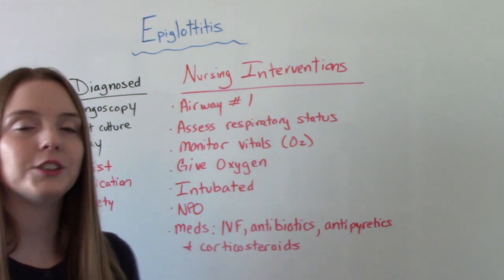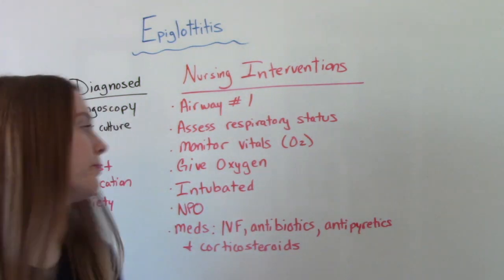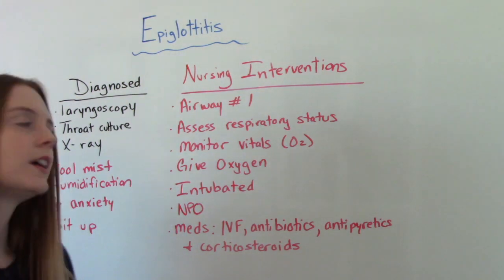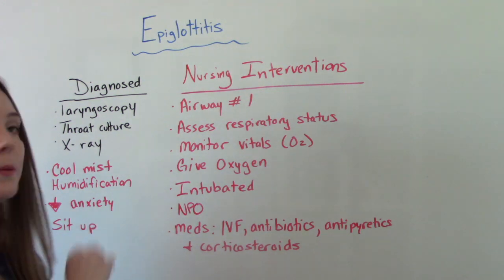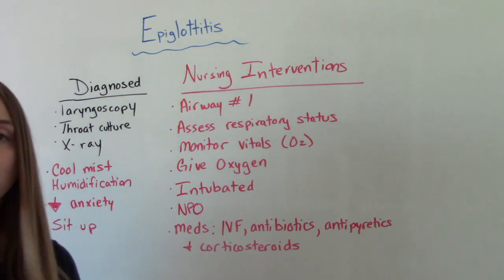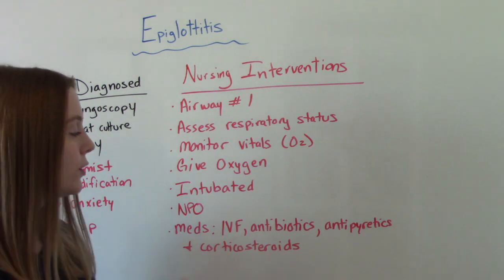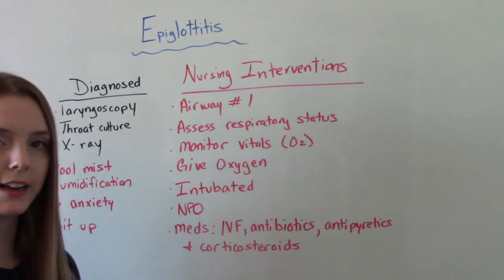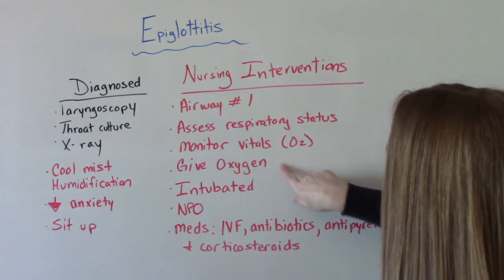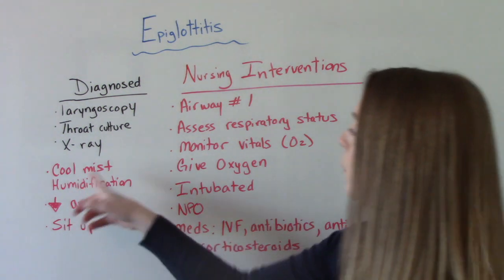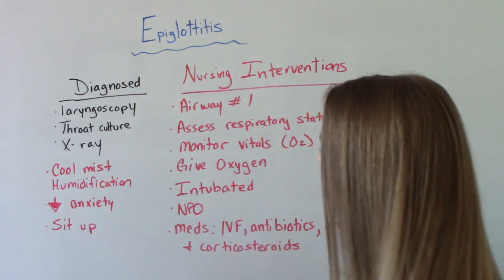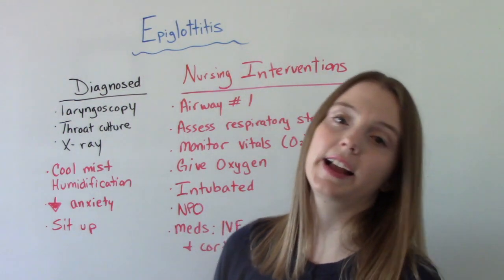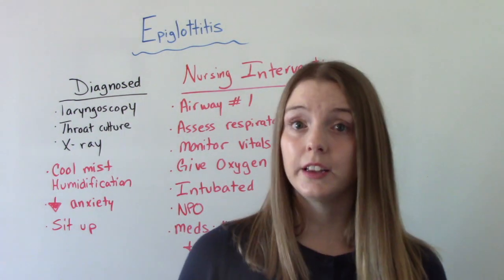If they're not in a normal range on room air, we're going to give them oxygen. Some patients, especially if it's severe, need to be intubated. They're going to be kept NPO until they get better. Some medications we might give them include things like IV fluids, antibiotics, antipyretics, and corticosteroids to decrease the swelling. When it comes to giving that oxygen, we might also give cool mist humidification. We need to have them sit up, so being in a sitting position as opposed to a supine, lying down position is going to be easier for them to breathe.